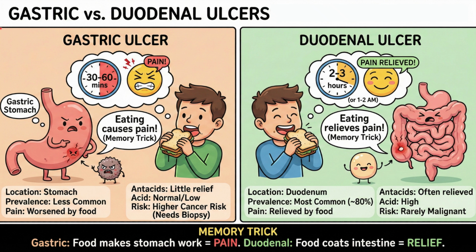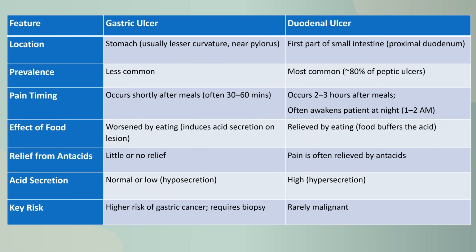Here is a zoom out of gastric versus duodenal ulcer and how you can distinguish between them. Here is the location, prevalence, and pain. Antacids, the acid risk, and gastric: food makes the stomach work, which leads to pain. Duodenal: food coats the intestine, which gives relief. Here is another little table: gastric ulcer, duodenal ulcer.